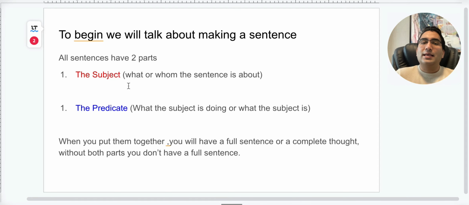Now, the subject is what or whom the sentence is about. So if the sentence is about me, I am the subject. If the sentence is about you, you are the subject. Predicate is something else. I'll tell you that in the next slide, but that's the definition that you see on the screen. But I'm going to show this to you with a practical example.